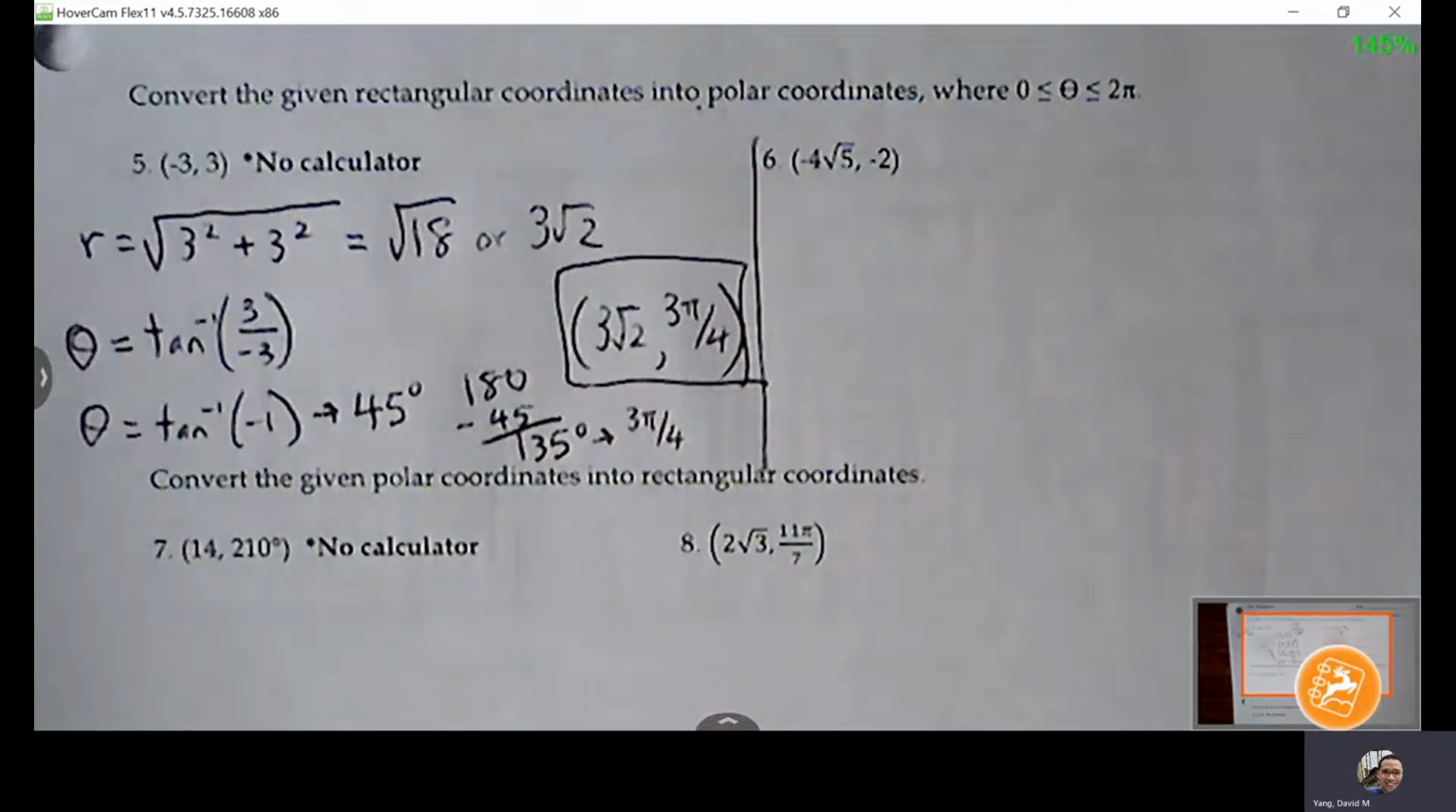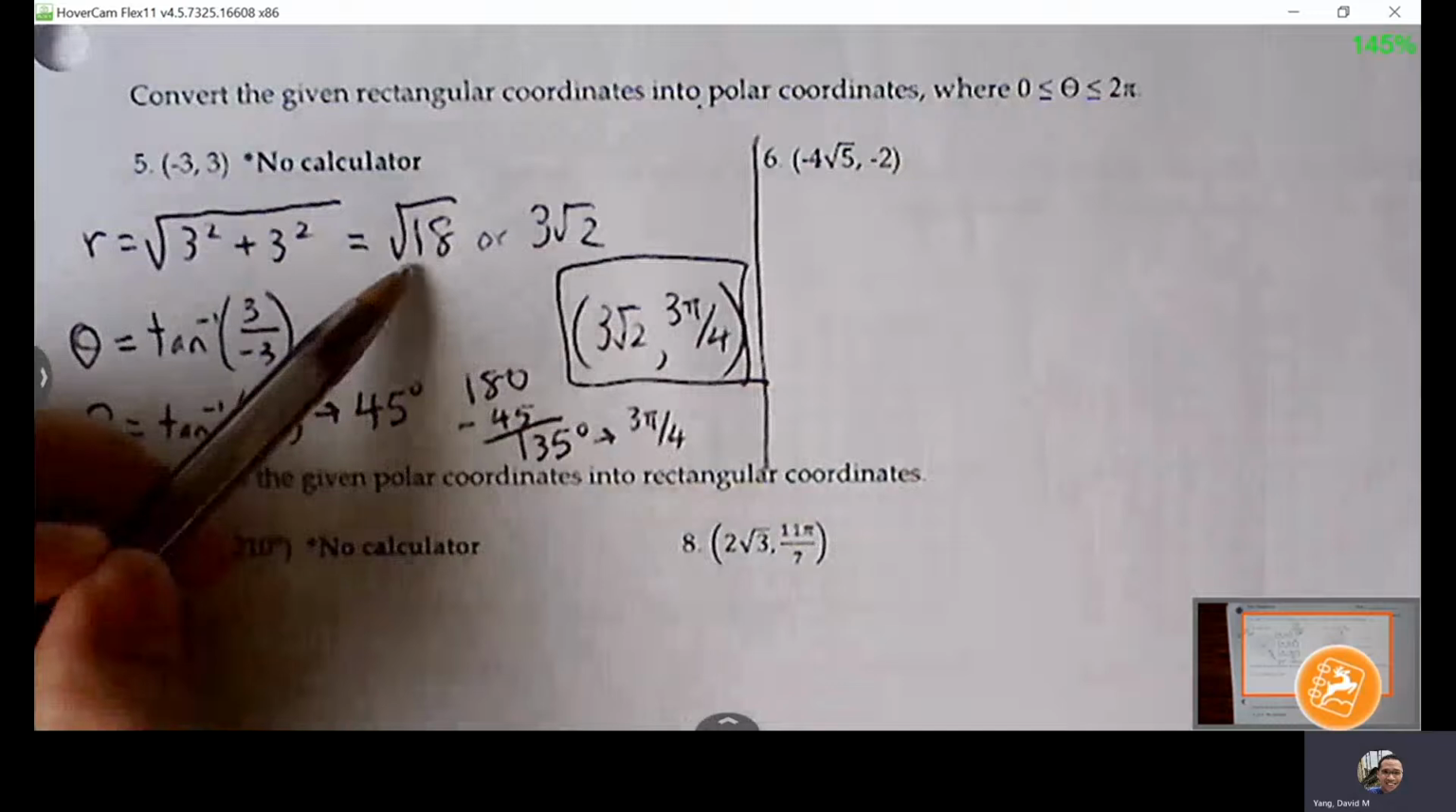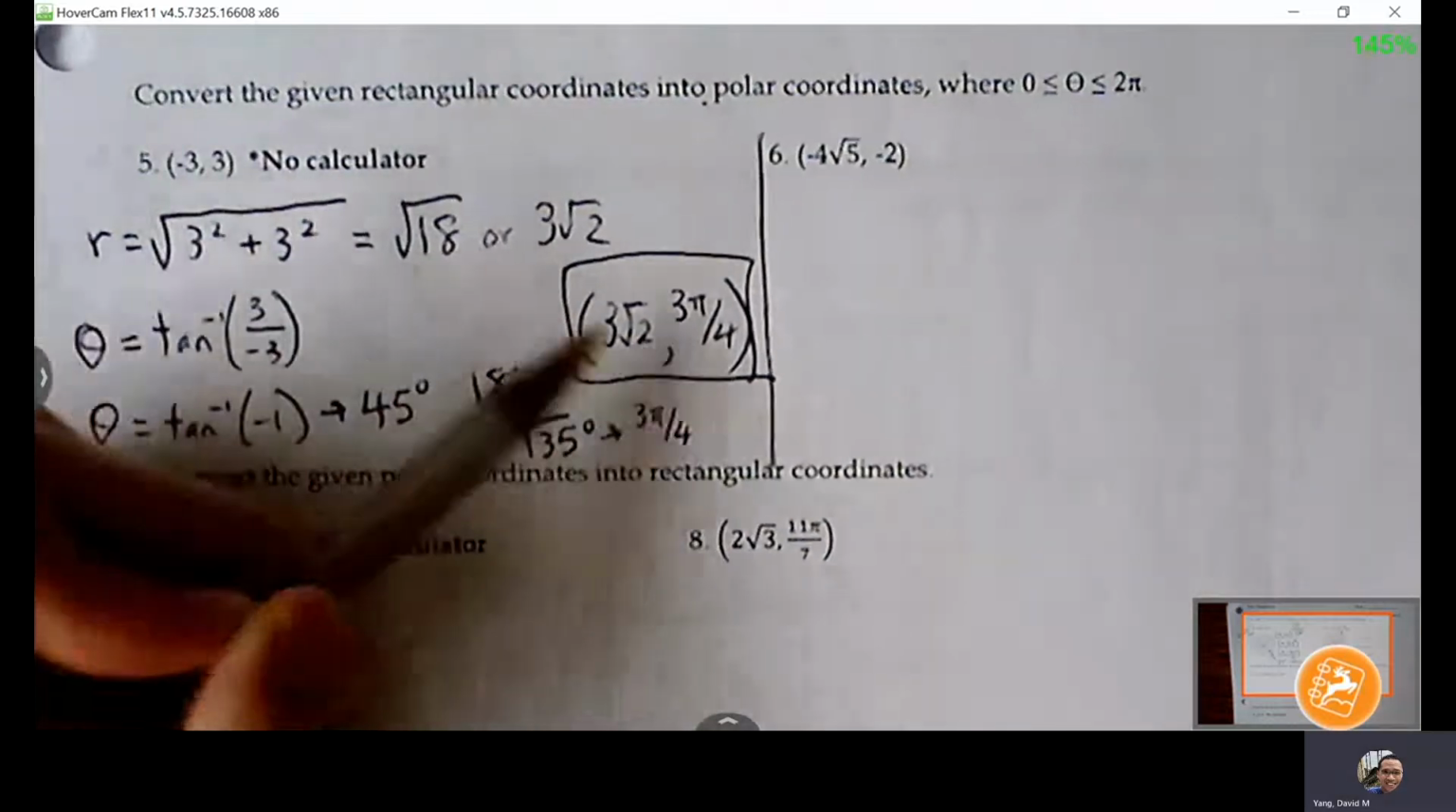On the test, if we just put root 18, that's fine. Root 18 is fine, or 3 root 2. They're both fine.